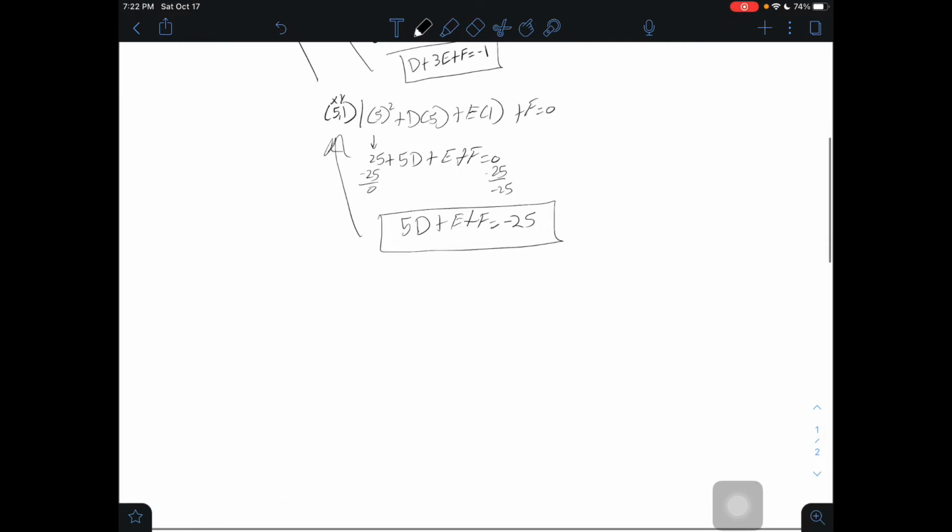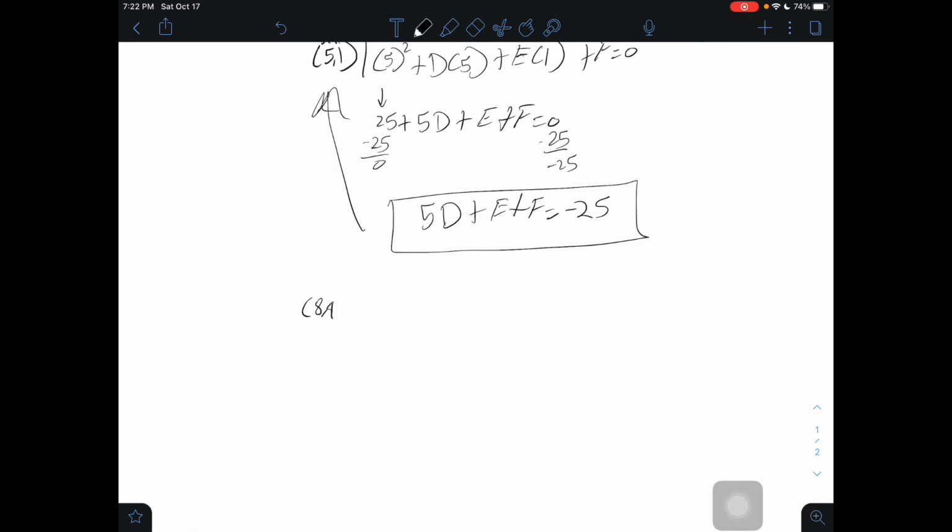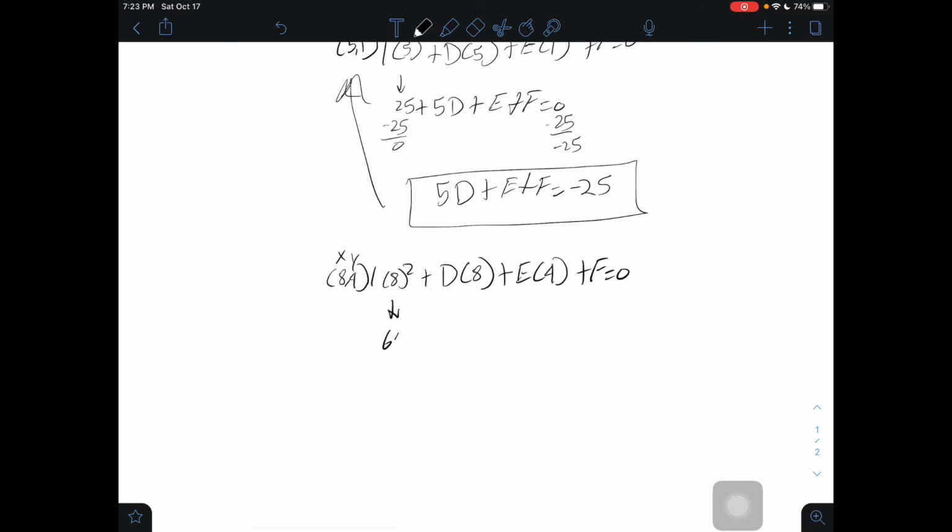Next, we're going to get the coordinate point 8, 4. Our x value is 8, our y value is 4. We have x squared, in this case our x value is 8, so we have 8 squared plus d times our x value. Our x value again is 8, so d times 8, plus e times our y value, which here is 4, plus f by itself equals 0. 8 squared is just 64, plus d times 8, which is just 8d, plus e times 4, which is 4e, plus f all equals 0. Again, subtract our constant of 64 from both sides.